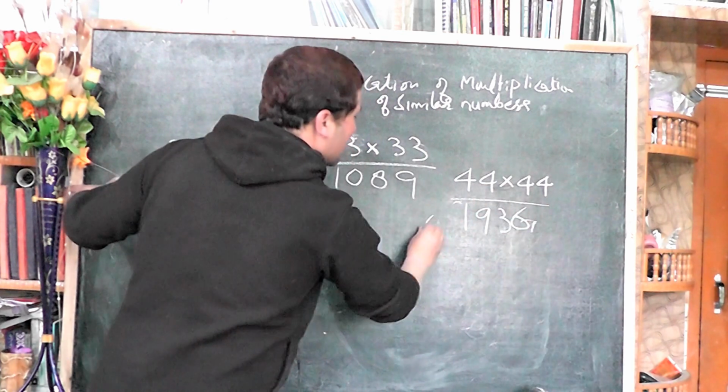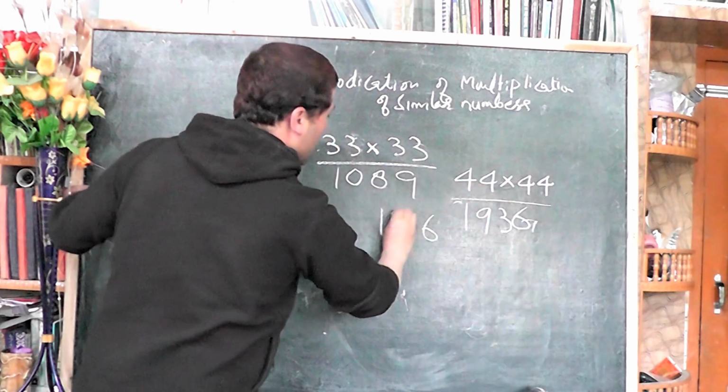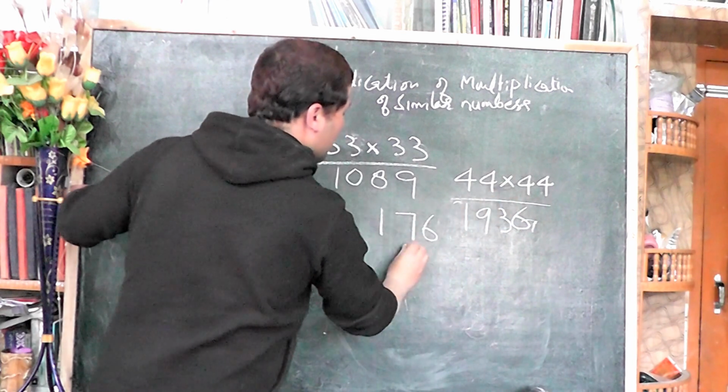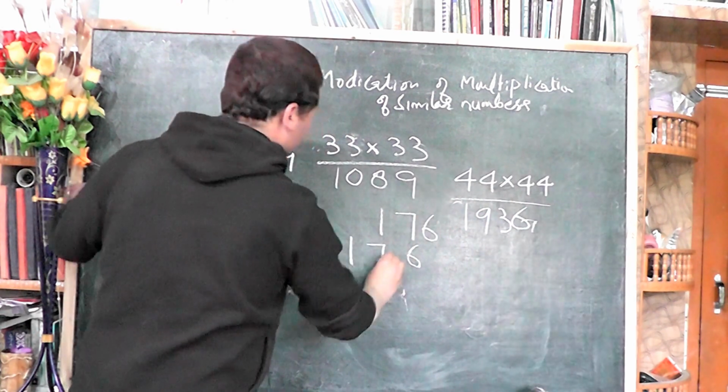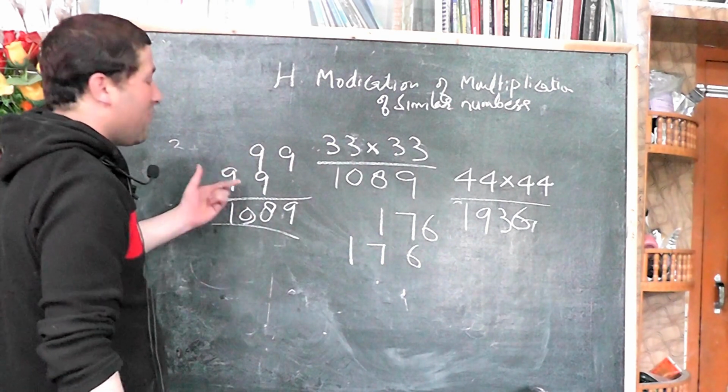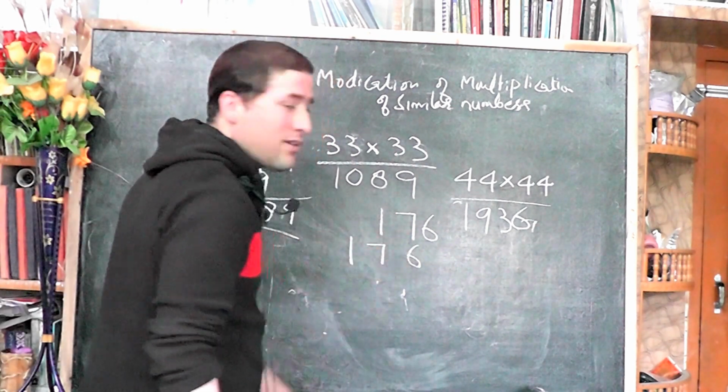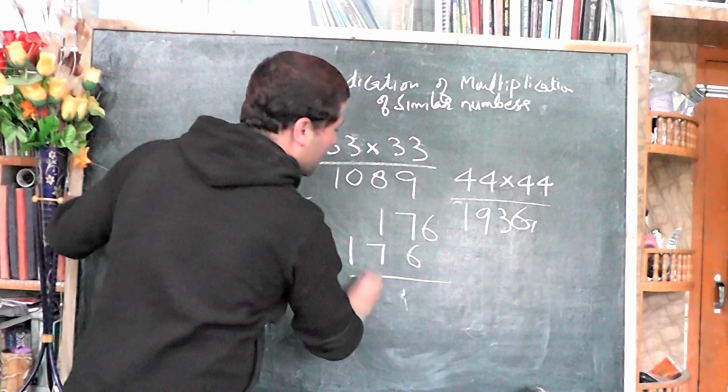4 and 4 is 16. Then 4 and 4 is 16, that is 176. Then 4 and 4 is 16, and then 4 and 4 is 16. 1 was carried, it is 176. Here it was 9 and 9. It looks easy, but here it's 7 and 6. So we have to add it now like this.